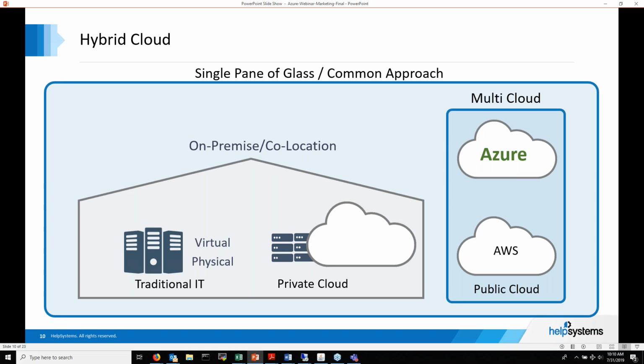And then you're probably already dabbling with and have some of your infrastructure, some of your applications and services out in public cloud, be it AWS or Azure, two of the primary providers there. And you may be using a little bit of both in sort of a multi-cloud environment.